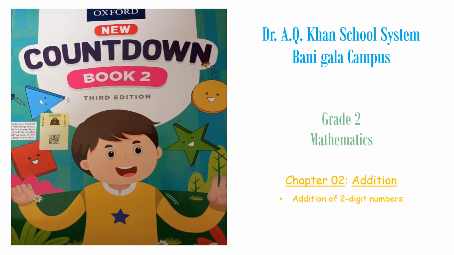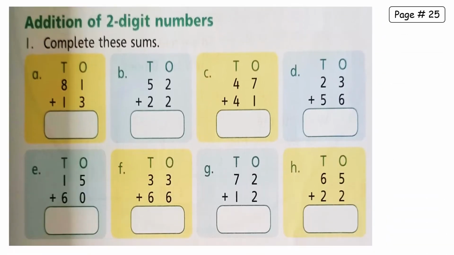We'll start second chapter today, which is addition, and in this video we are going to discuss addition of two-digit numbers. Let's get started. Okay, so addition of two-digit numbers. These are the numbers written here. Two-digit numbers means a number which has two digits in it. This is a two-digit number. This one is also a two-digit number, and now we will add them together and write the answer in this box. It's on page number 25 in your book. So open your book and do these questions with me.